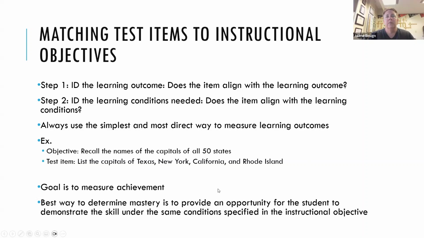And the goal is to measure the achievement related to those objectives. And the best way to determine mastery is to give the student an opportunity to demonstrate the skill under the same conditions that apply to the instructional objective. So I'm not going to say, list the state capitals of Texas and why it's influential that the state capital of Texas is in a certain city. Okay, so that would be outside the scope of this objective.